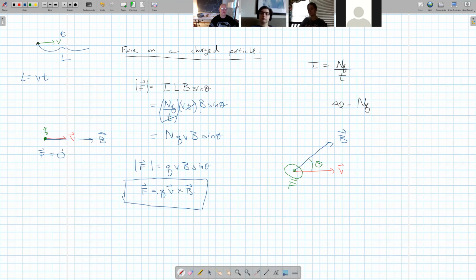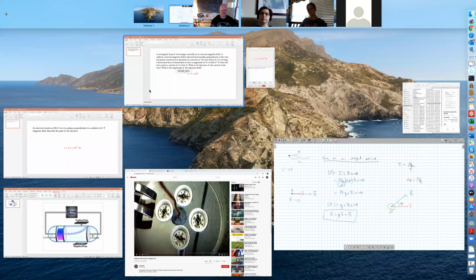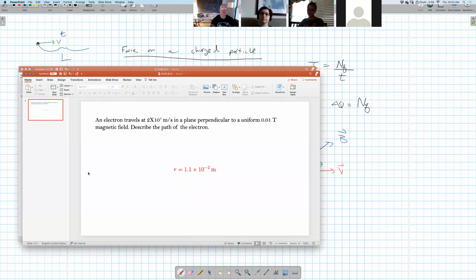So for it to feel a force, it has to be somehow perpendicular to the magnetic field, as in this case, in which it's going to feel a force, but it'll feel a maximum amount of force when it is perpendicular to that magnetic field. Then we're going to get the greatest amount of deflection due to the greatest amount of force. So that brings us to our next question, which says, we have an electron which is traveling at a velocity of 2 × 10⁷ meters per second in a plane perpendicular to a magnetic field of 0.01 Tesla. Describe the path of the electron.